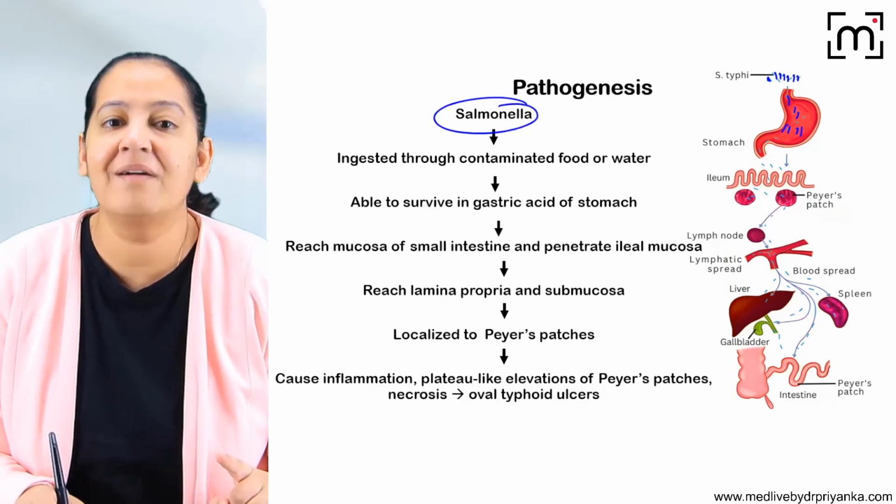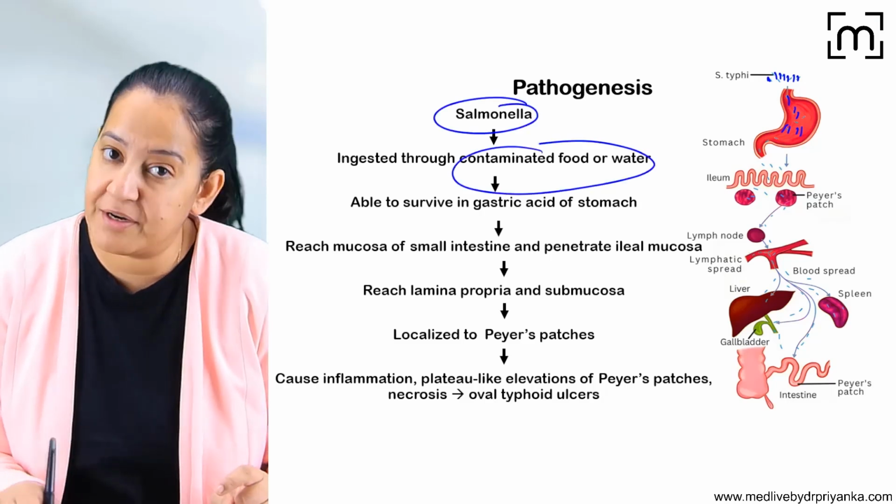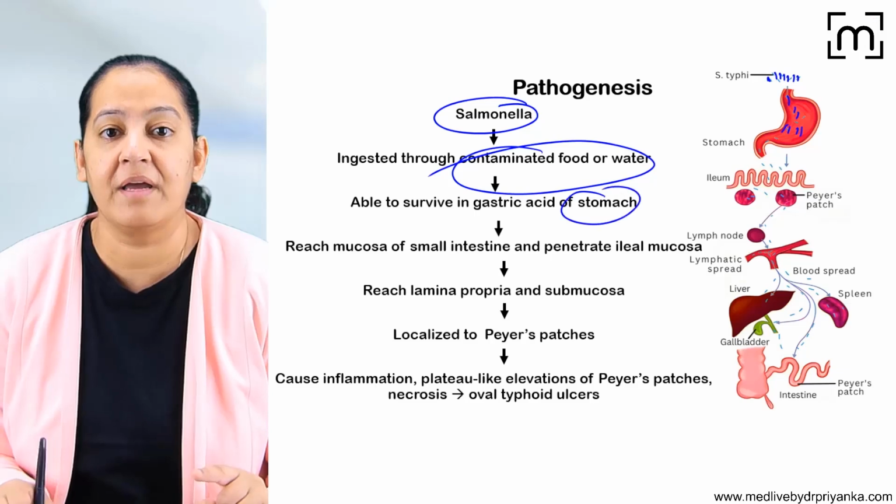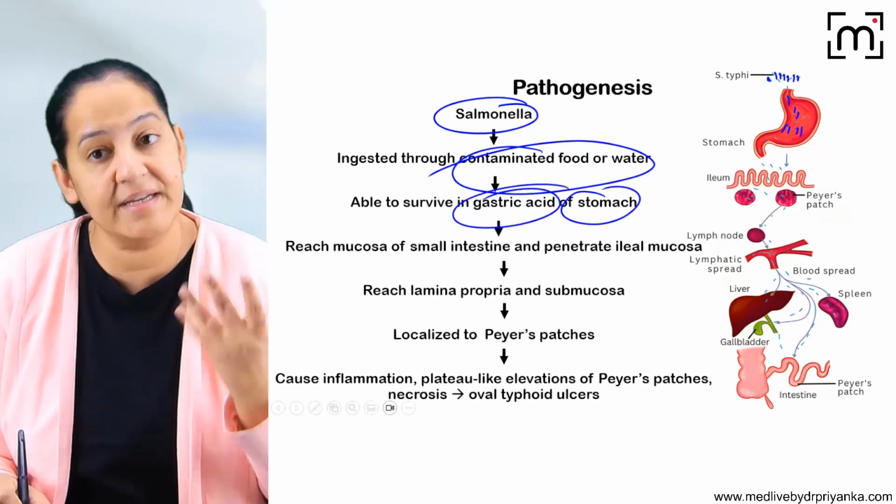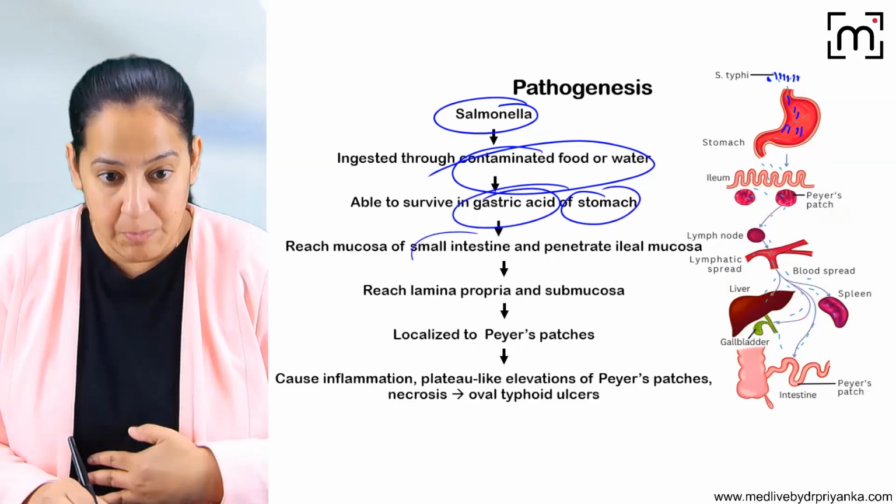So Salmonella first enters the human body via contaminated food and water. It reaches the stomach. In the stomach, they are resistant to gastric acid. They will survive. After that, they will go to the small intestine.